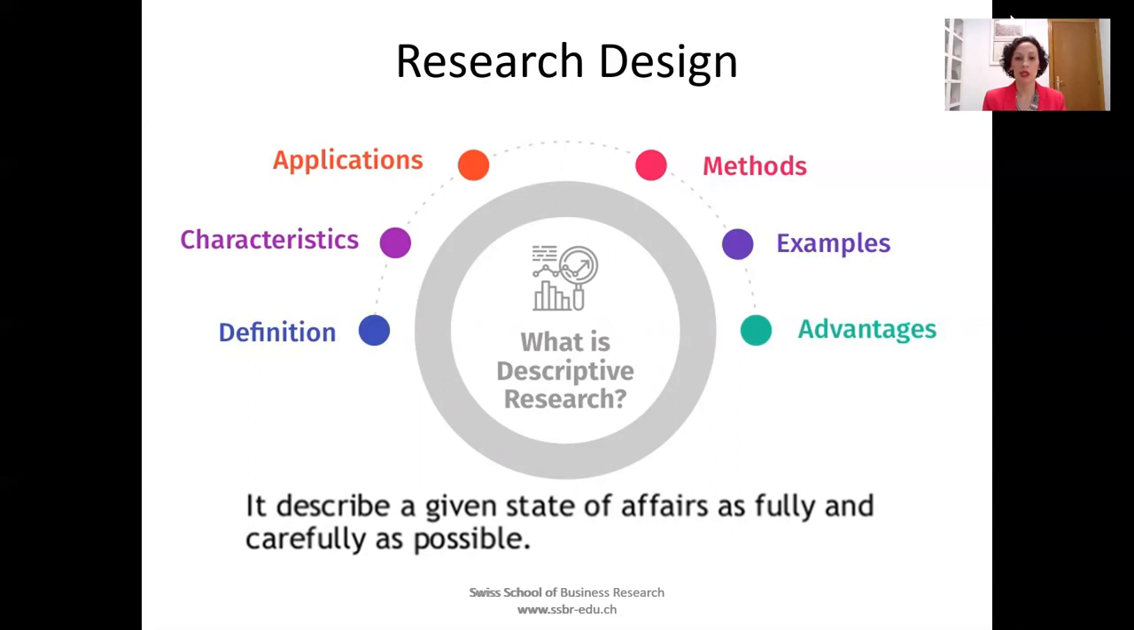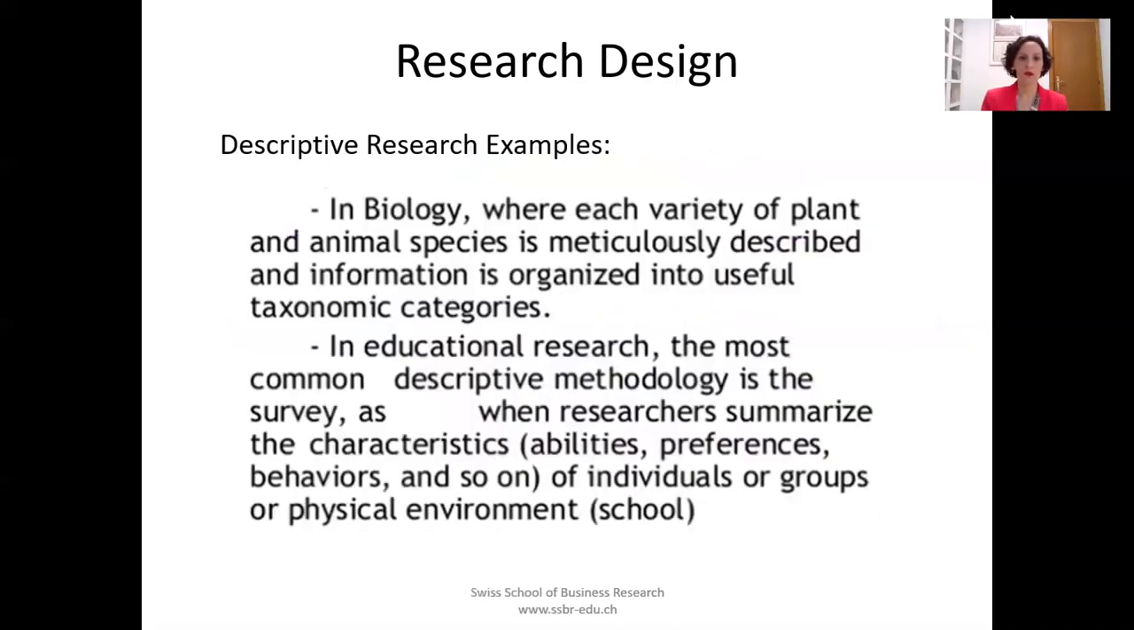Basically, descriptive research attempts to describe and, let's say, paint a picture in a very detailed way of a specific problem, issue, or state of affairs. What can we think of in descriptive research? In biology, for example, a variety of plant and animal species are meticulously described, and information is categorized into useful categories. The animal kingdom, that could be a kind of classification done based on descriptive research.